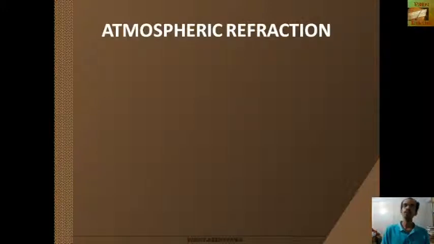Now, atmospheric refraction. Our atmosphere also consists of many materials having different refractive indices. Hence, refraction also happens in the case of the atmosphere. That is, the light coming from stars gets refracted when it passes through our atmosphere. And also, the constituents of the atmosphere keep on varying, and this causes the twinkling of stars.